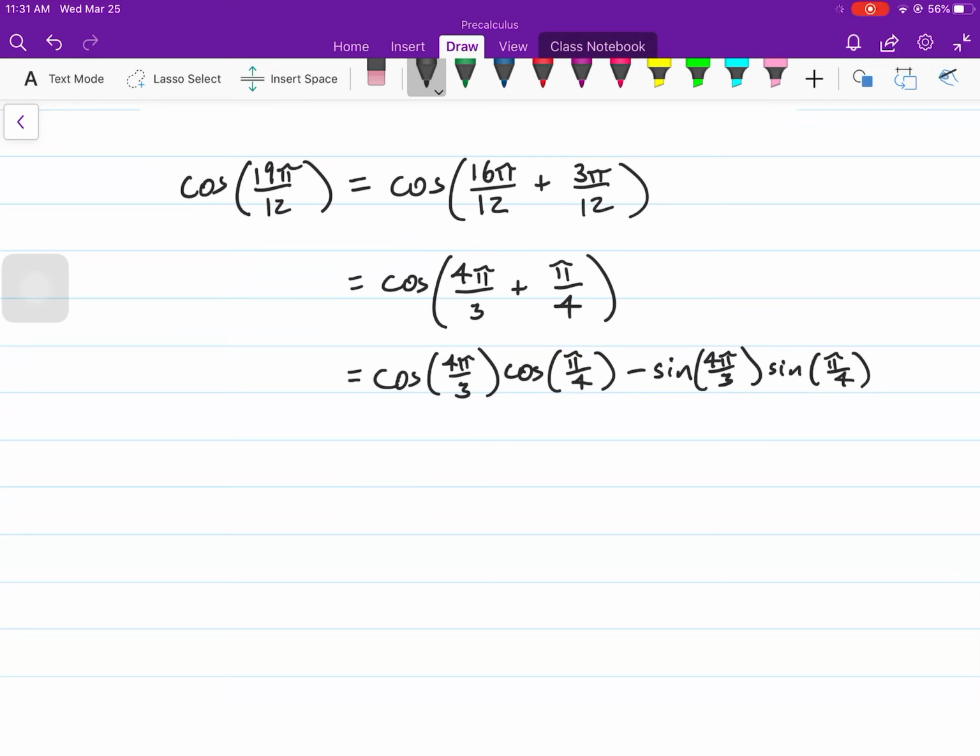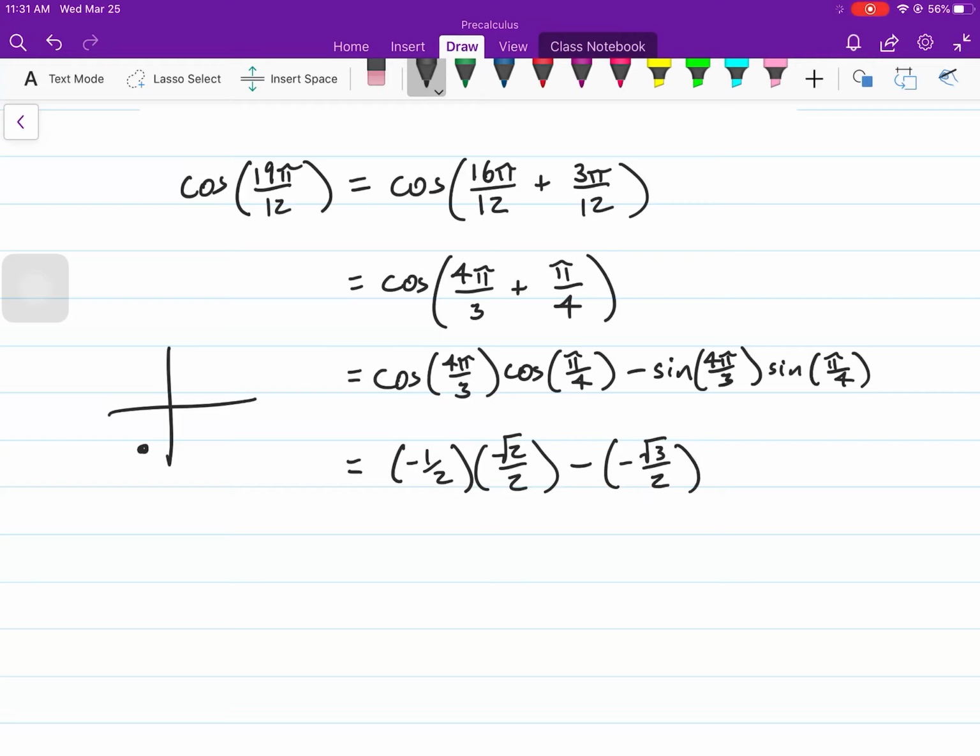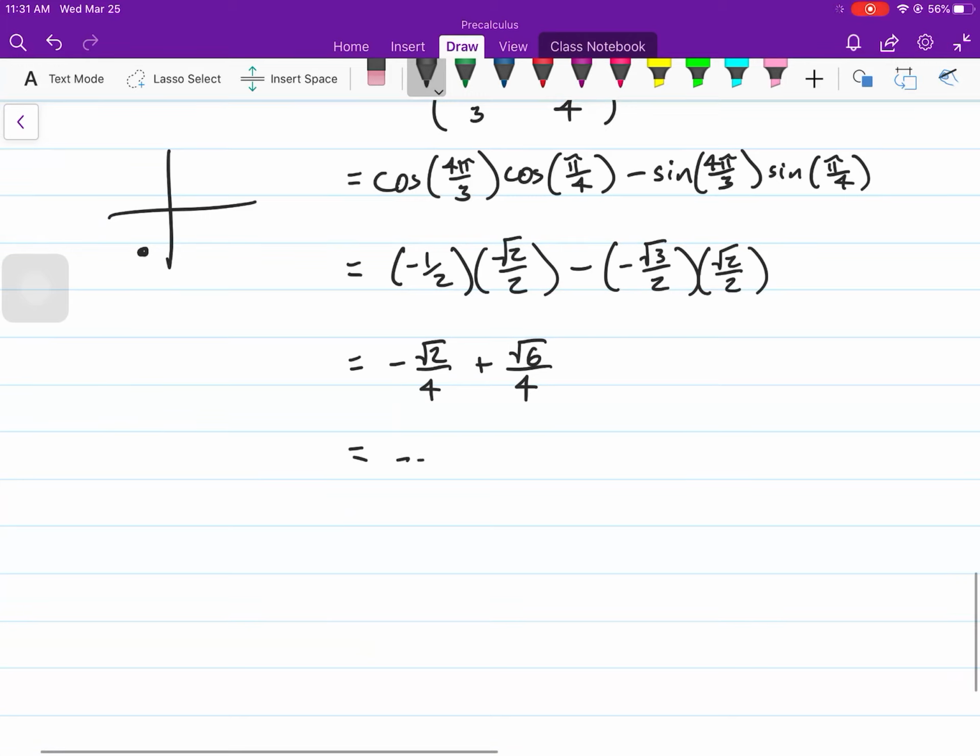So cosine of 4 pi over 3, remember that was down here in the third quadrant, so everything's negative. So cosine of 4 pi over 3 is going to be negative 1/2. Cosine of pi over 4 is square root of 2 over 2, minus sine of 4 pi over 3, which is negative square root of 3 over 2, times sine of pi over 4, which is square root of 2 over 2. And then that's going to equal negative square root of 2 over 4, and that's square root of 2, my 2's are looking more like z's, then plus square root of 6 over 4. And so what we'll have is negative square root of 2 plus the square root of 6 over 4.